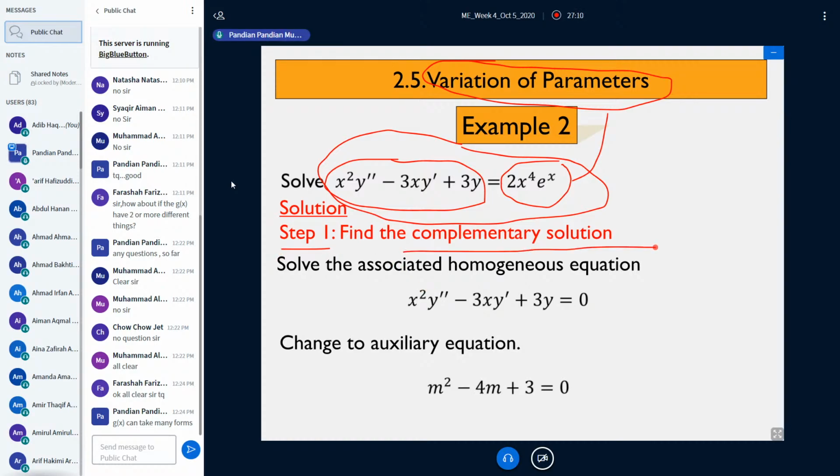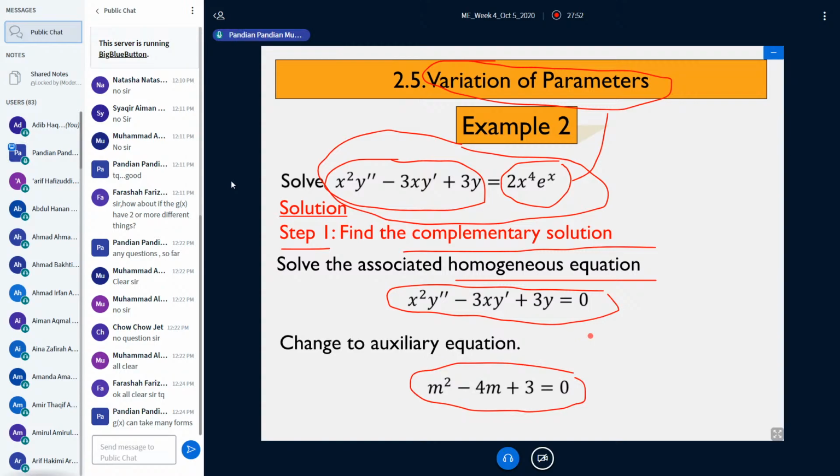Find the complementary solution. The associated homogeneous equation is not constant coefficient because this is Cauchy-Euler. So Cauchy-Euler: x squared y double dash minus 3x y dash plus 3y equals 0. This is a m squared plus (b minus a) m plus c equals 0. So your b is minus 3, a is 1. So m squared minus 4m plus 3 equals 0. So this is your auxiliary equation.